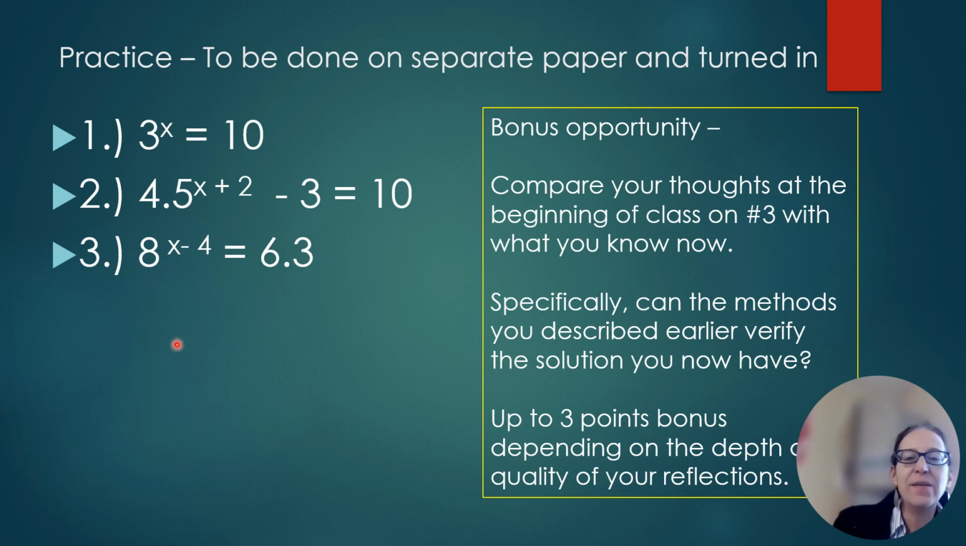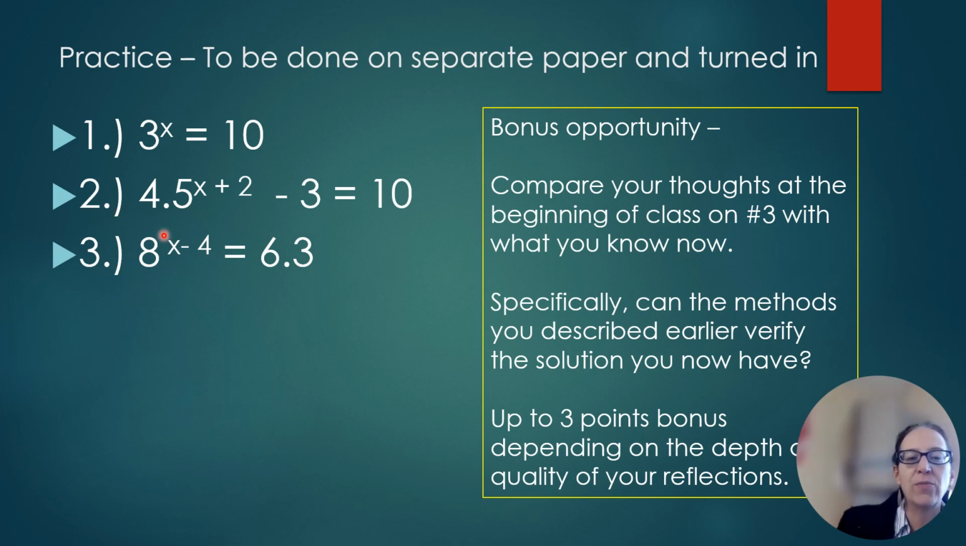Okay, so that brings us to our practice problems. Now these are to be done on a separate paper and turned in. So you have 3 to the x equals 10. We kind of started the class looking at that problem. We have a 4.5. Don't let that throw you. Everything is the same because math is consistent. It's really great. To the x plus 2 minus 3. The minus 3 is not part of the exponent. You can tell because of the size that it's written at, equals 10.